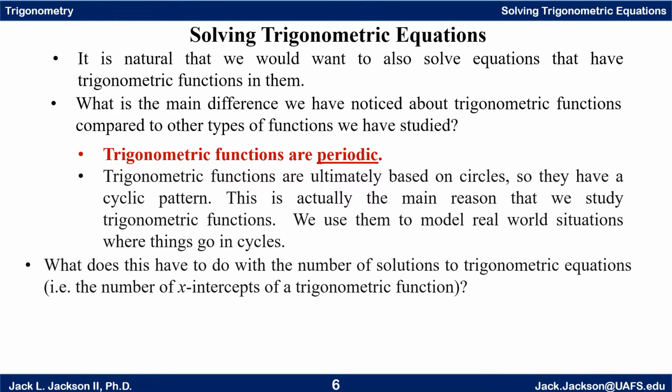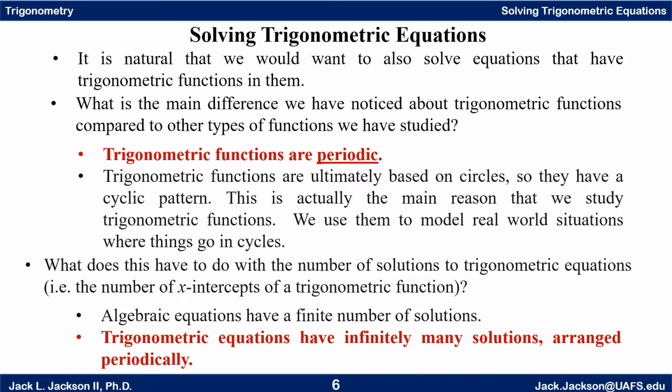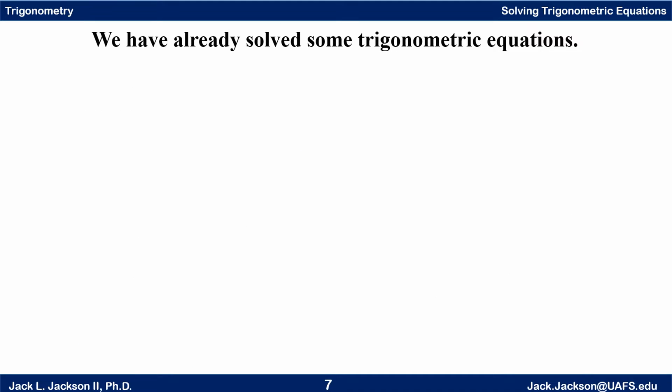So what does this have to do with the number of solutions to trigonometric equations? In other words, the number of x-intercepts of a trigonometric function. Well, algebraic equations have a finite number of solutions. Examples we looked at had 1, 2, or 3 solutions, but they have a finite number of solutions. Trigonometric equations typically have infinitely many solutions, and they're arranged periodically. Now, actually, we have already solved some trigonometric equations in this class.